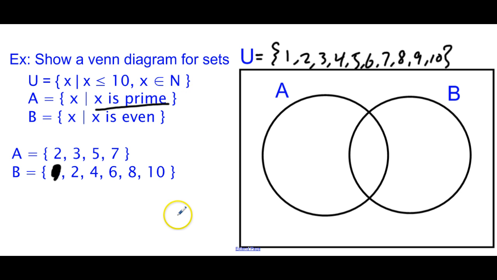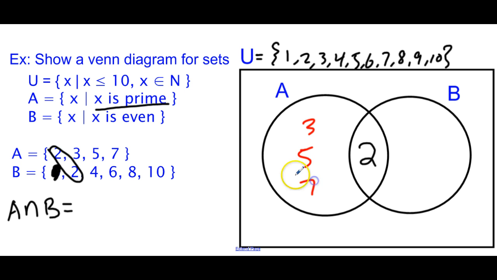Now we're looking at these numbers. We want to fill in the middle first, and the middle is your A intersect B. That's only the things that are in common. 2 is in common, and that's about it, so the only number that can go in here is 2. Now for A, we write the rest of the numbers: 3, 5, and 7. For B, we write the rest of these numbers: 4, 6, 8, and 10.